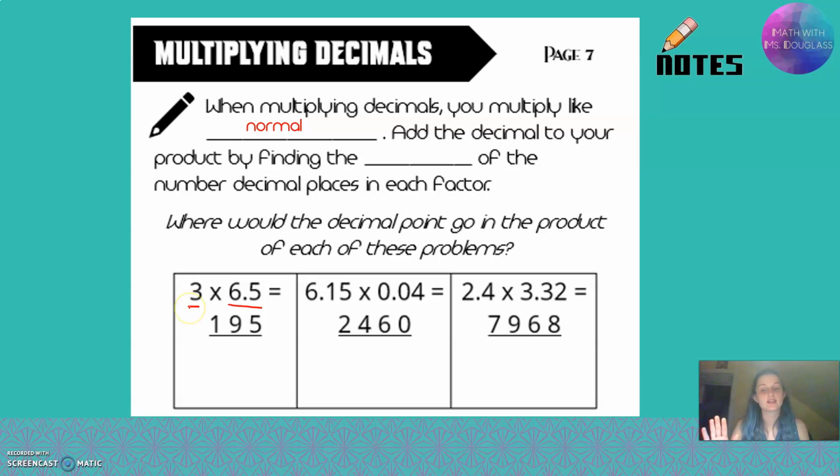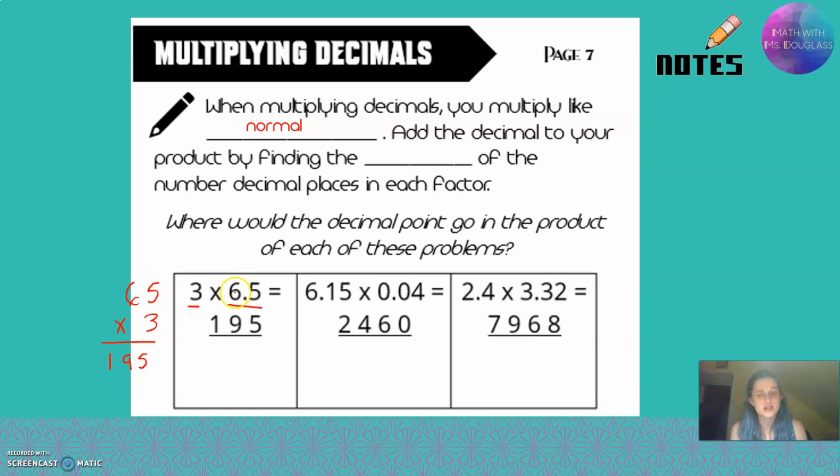Now, I'm going to pretend that that decimal doesn't exist, and if I pretend it's not there, that number looks like 65. I can multiply 65 times 3. When I stack, I want to put the number with more digits on top. When I multiply this, I get 195. I did the math for you for these examples. You're welcome.